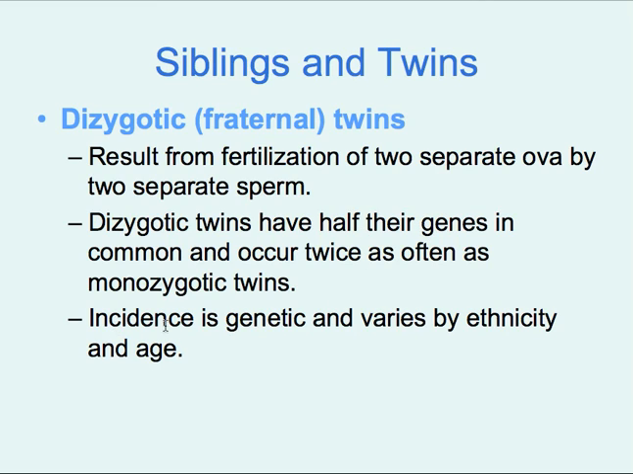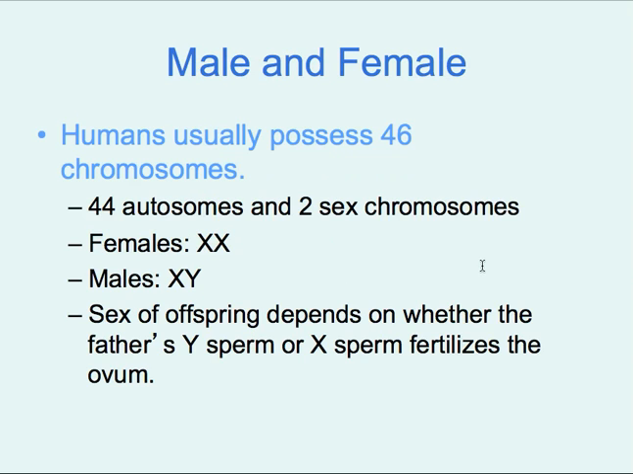Now, the incidence seems to be under genetic influences and varies by both ethnicity and age. So humans usually possess 46 chromosomes. That's what's supposed to happen. That's what's considered to be the normal case. 44 of these chromosomes are called autosomes because they're the same whether you're a male or a female, and 2 of them are sex chromosomes. So again, 44 and 2, that's 46 total.